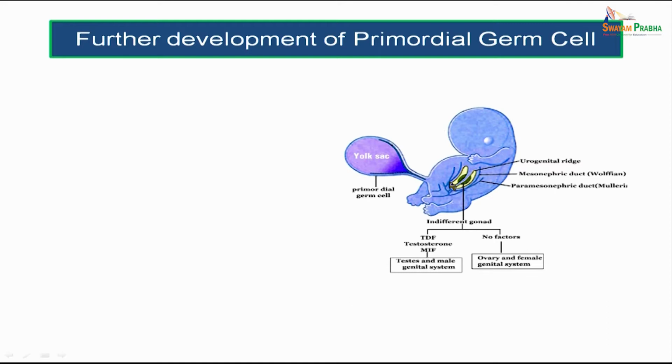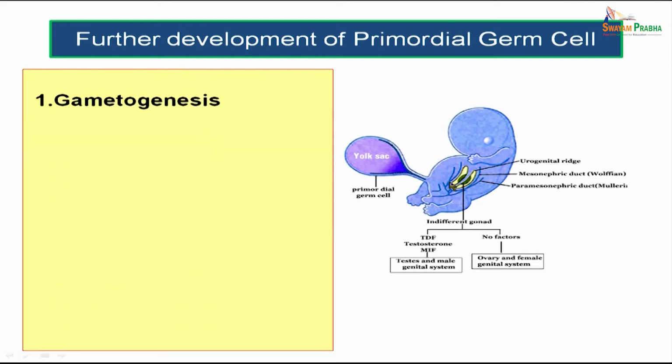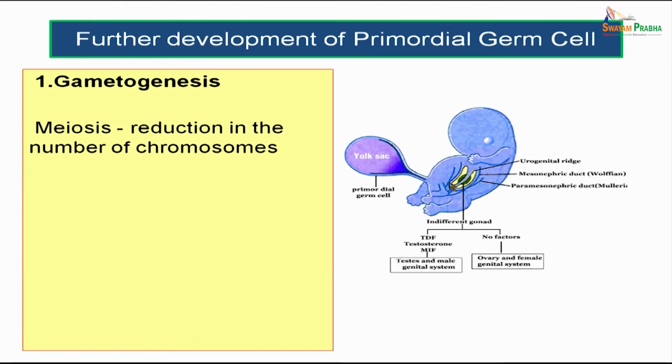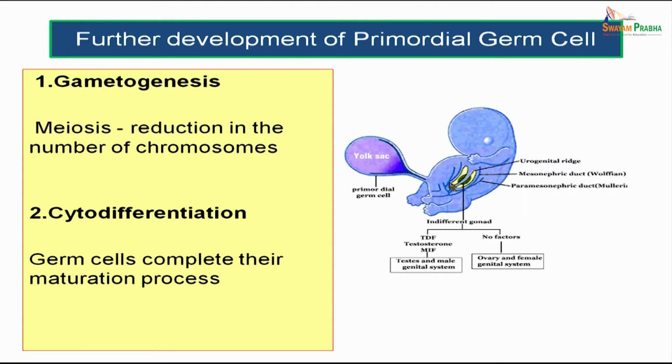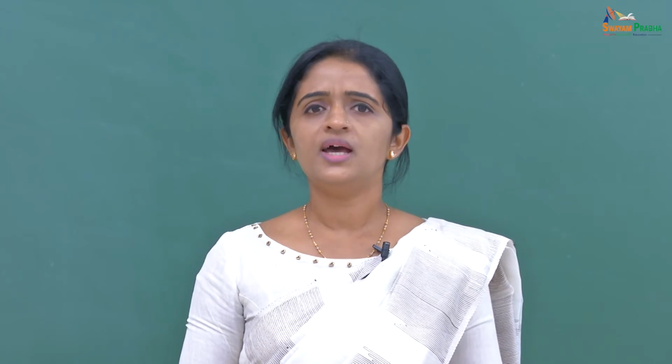Now, what happens to the primordial germ cell? The further development of the primordial germ cell can be considered under two main headings. One is gametogenesis and the next process is cytodifferentiation. Gametogenesis is actually a reduction division, because during meiosis the number of chromosomes is reduced. What will happen if there is no reduction in the number of chromosomes? We won't be able to restore the chromosome number after fertilization. And what is cytodifferentiation? It is a process by which the germ cells complete their maturation process.